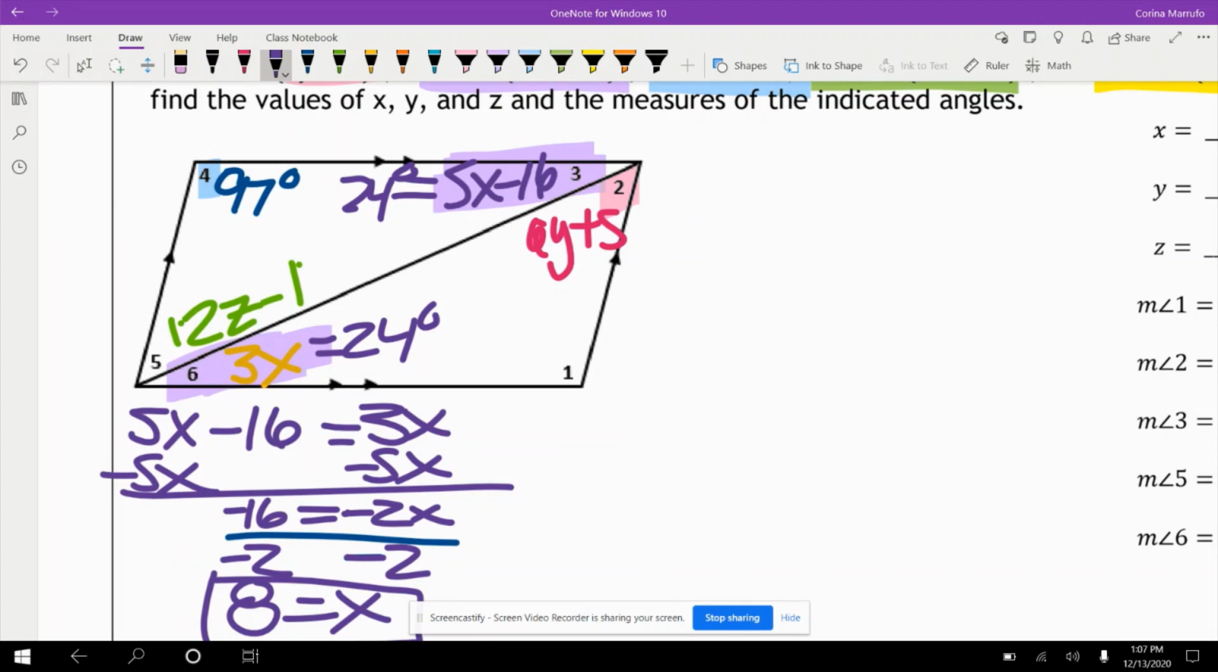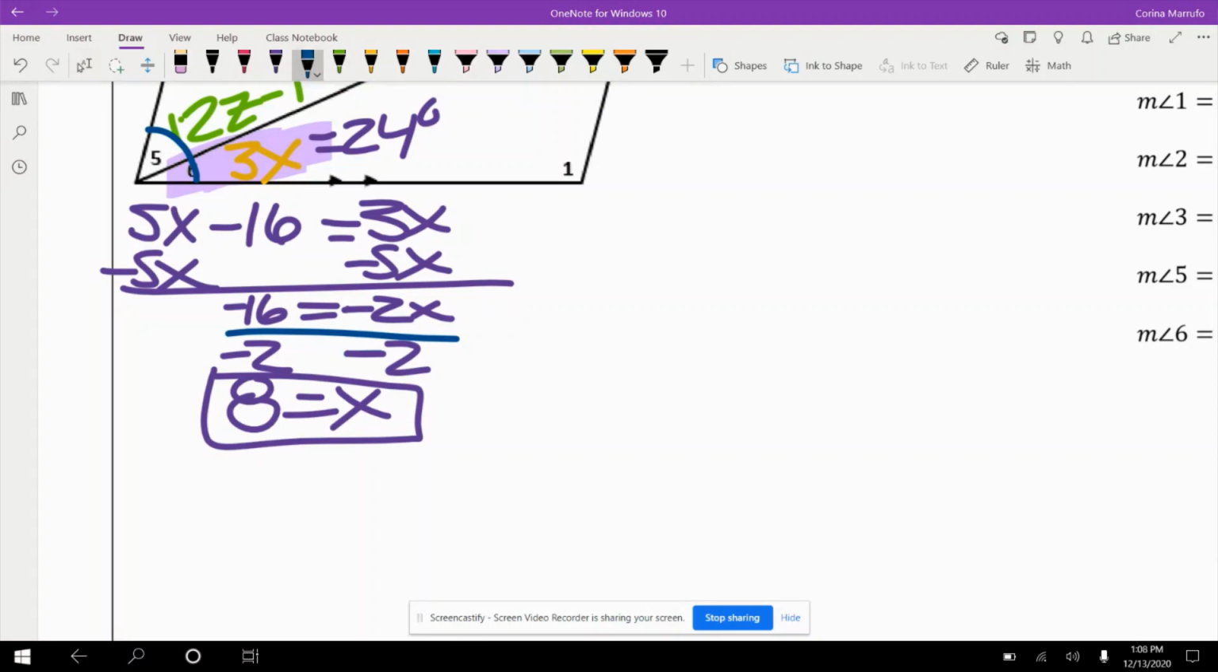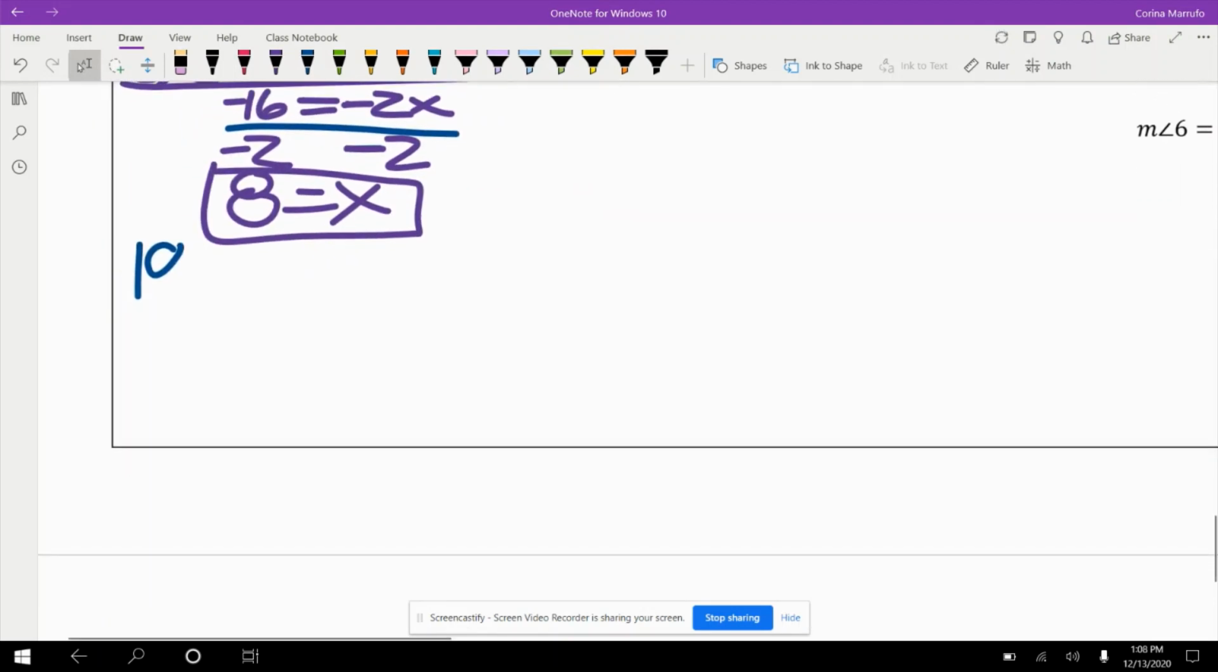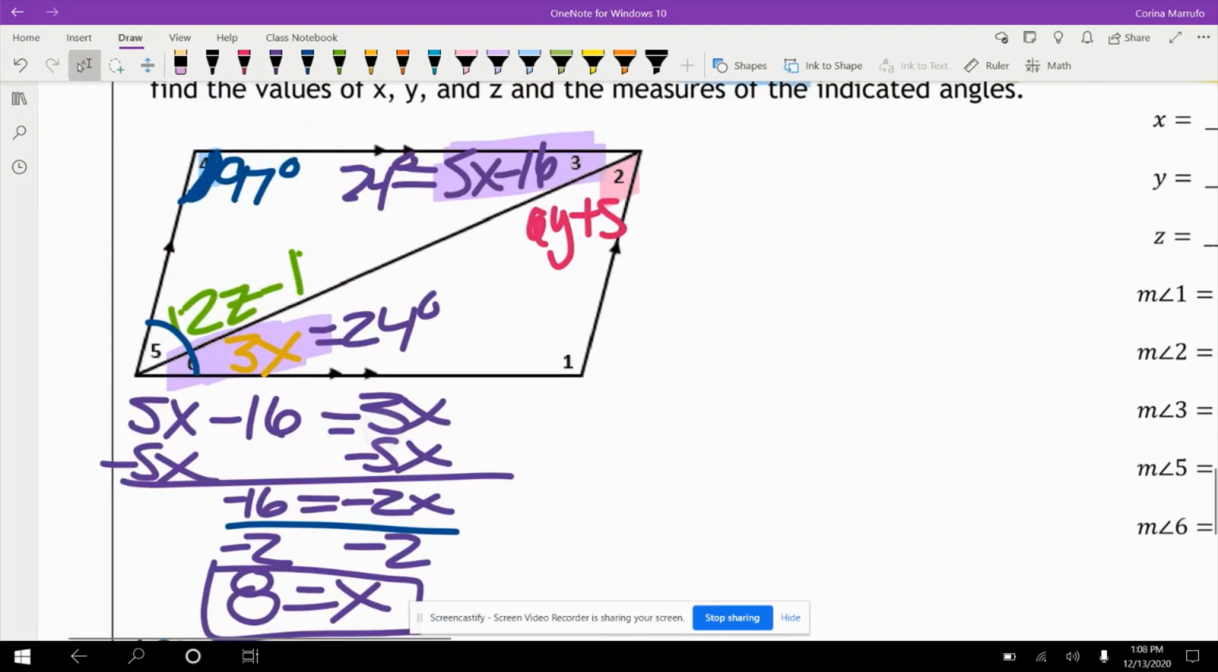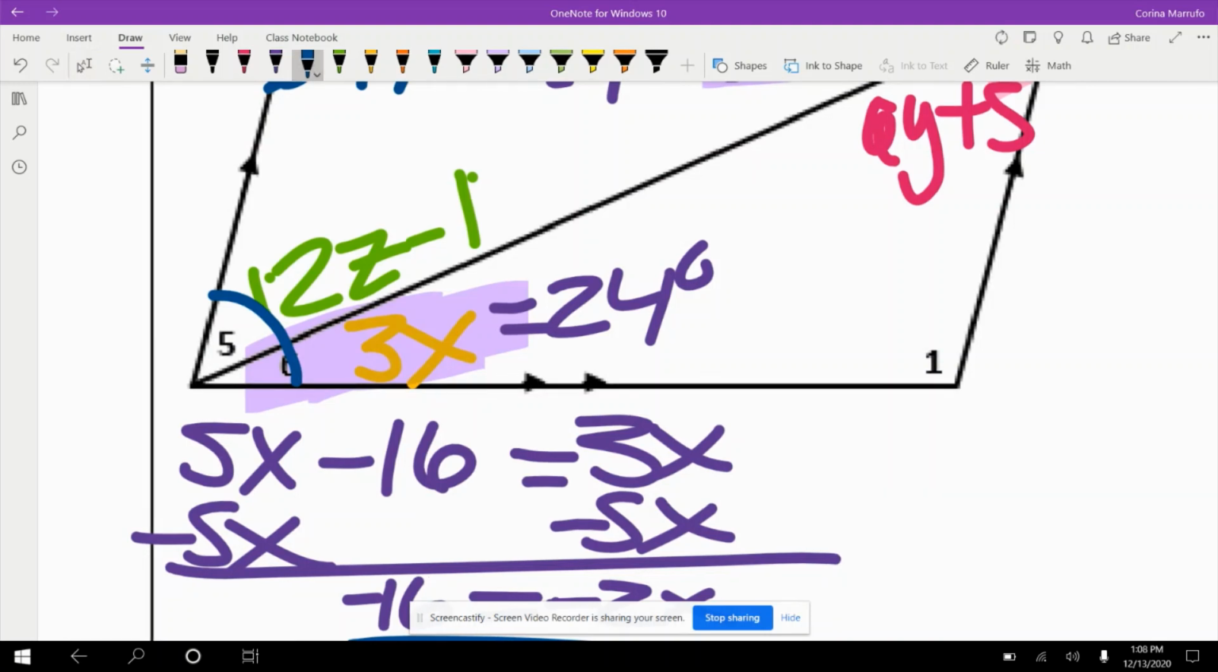Okay, so now looking at these next two angles, if you notice, these two are considered same side interior angles, okay? Not just the 5 and the 6 together. So since they are same side interior angles, that means that these two need to add up to 180. So the way I'm going to figure out what the other section is going to be is I'm going to do 180 minus the 97. And that gives me 83.